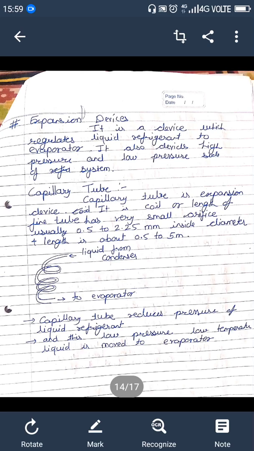Welcome all. Today we are going to see another topic of our chapter number 5, which is air conditioning system. So this is the last concept, the evaporator. Before this, just take a short revision on what we did in this complete lecture.